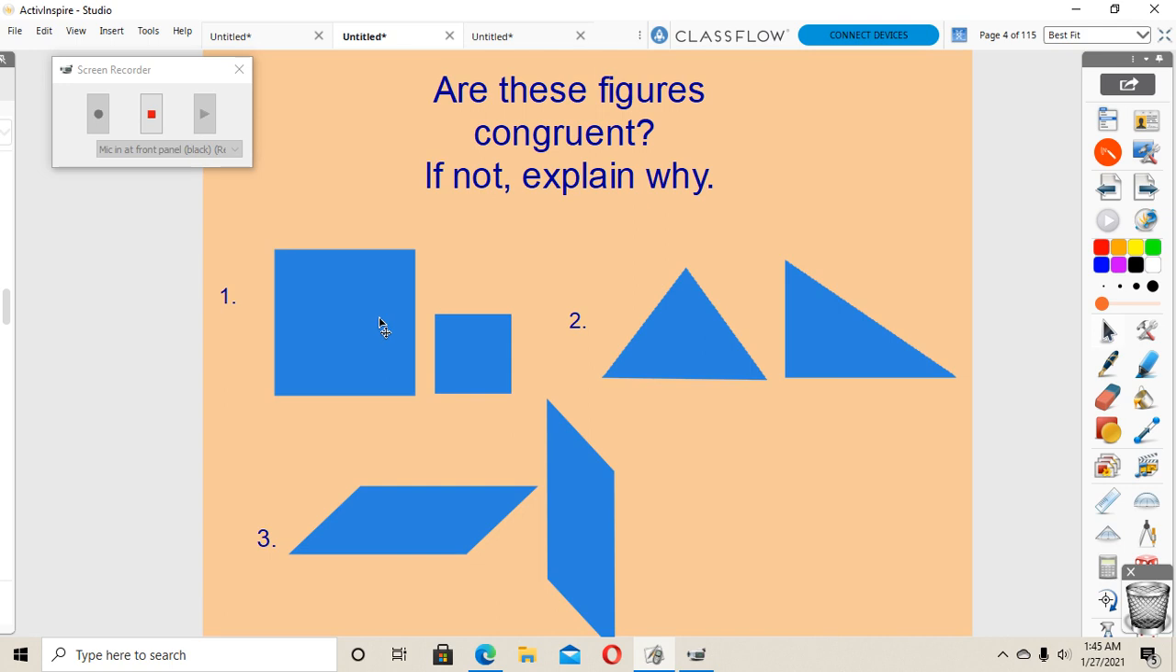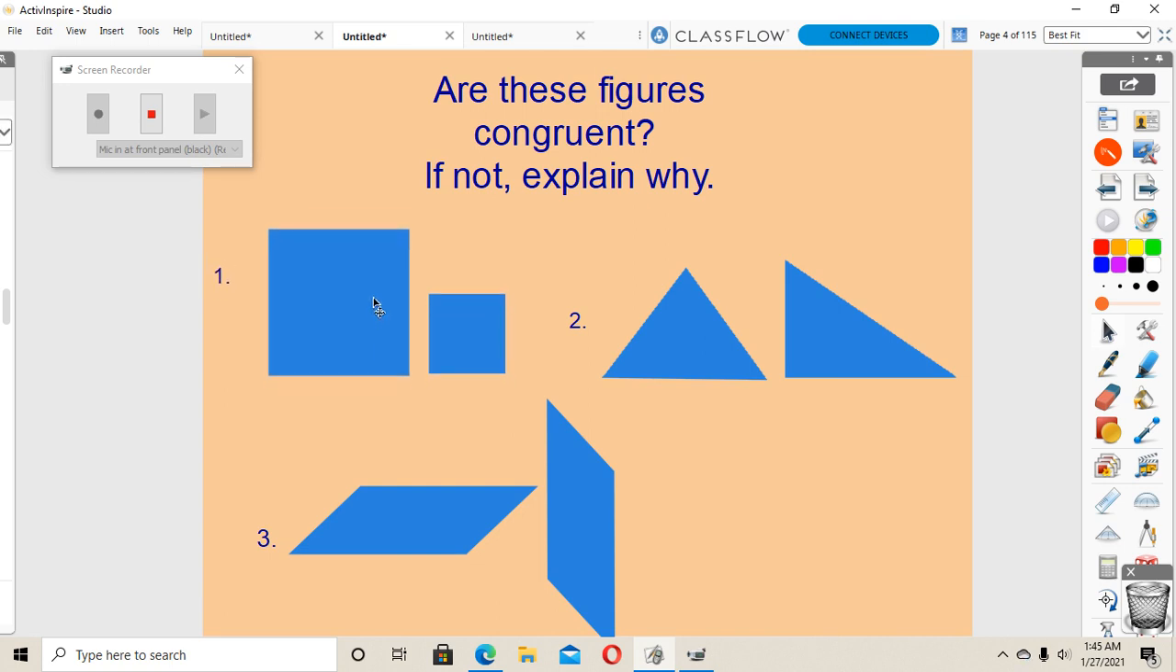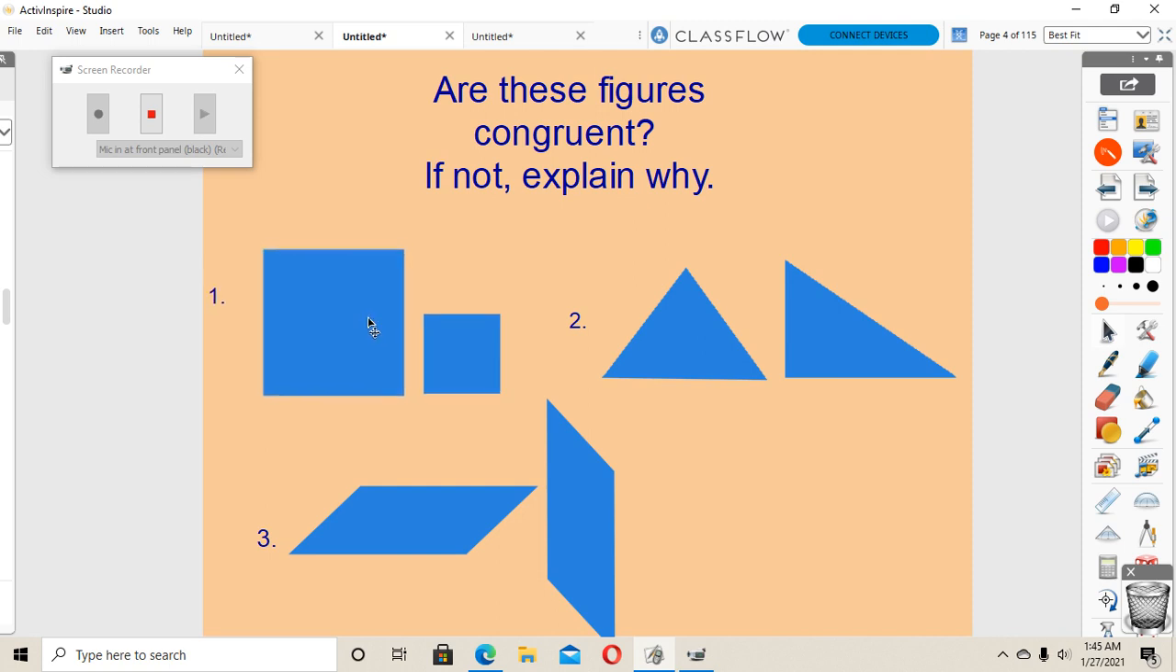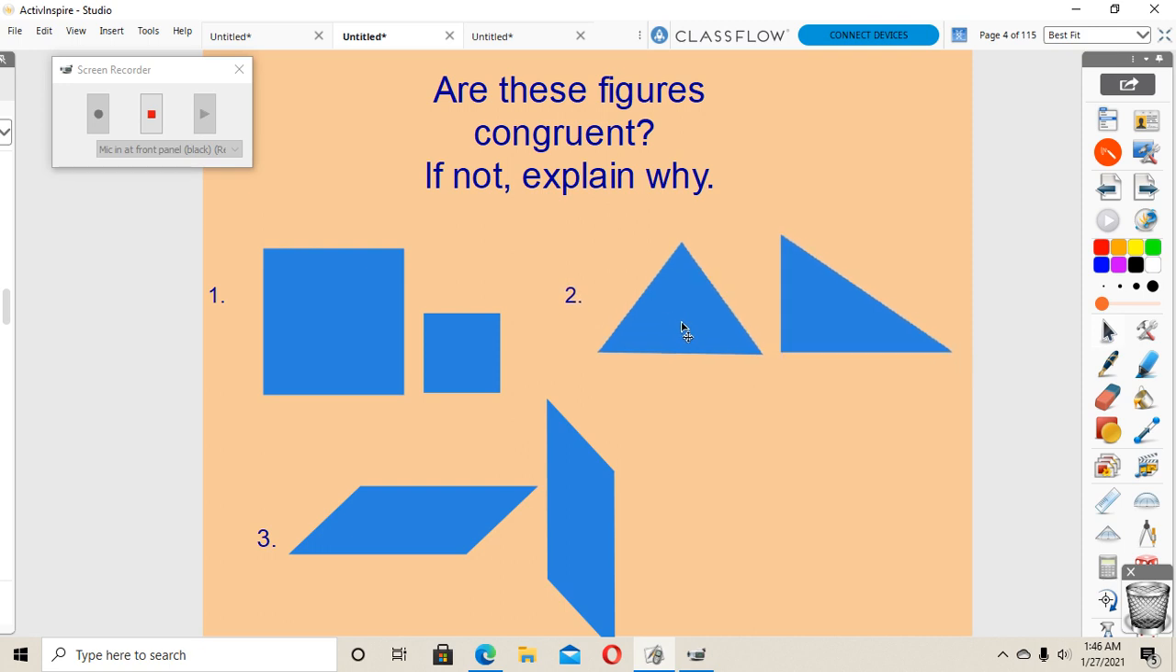Let's check figure 1. Both shapes are squares, but one is bigger and the other one is smaller. These are not congruent, because congruent figures are exactly the same. In figure 2, the two triangles are not the same shape, and their angles are not equal. In figure 1, angles are equal but the shapes are not the same.